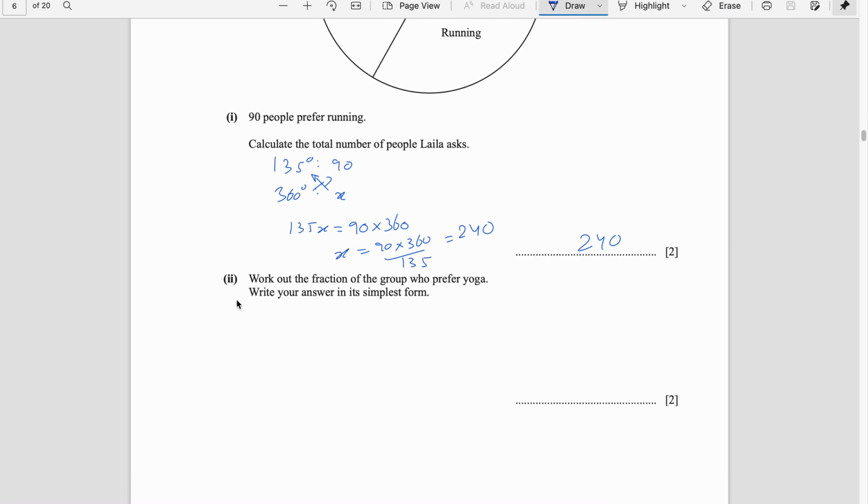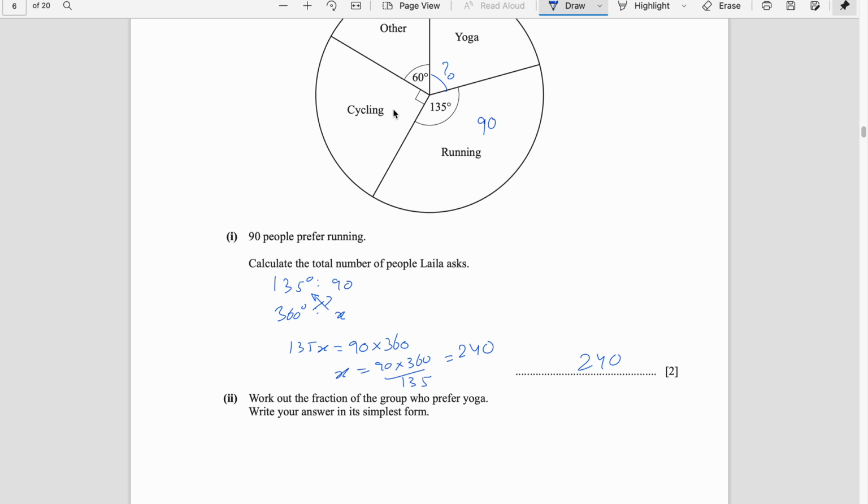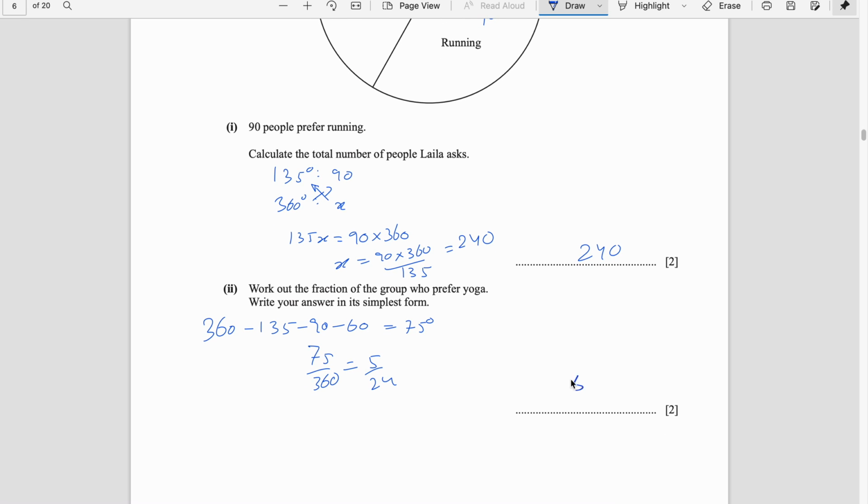Second part says work out the fraction of the group who prefer yoga. Write your answer in simplest form. So this angle is unknown. 135, 90 and 60. So 360 minus 135 minus 90 minus 60 is 75 degrees. So people who prefer yoga are represented by 75 degrees of the total, which simplifies to 5 by 24.